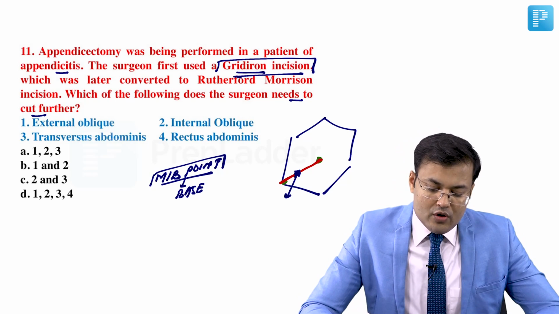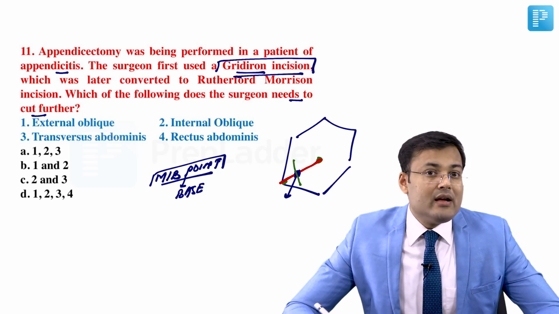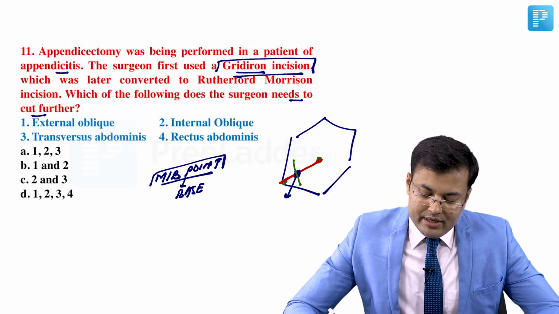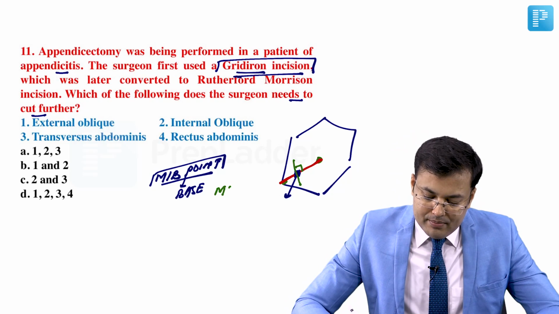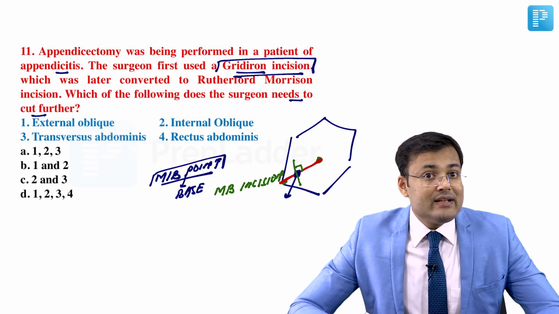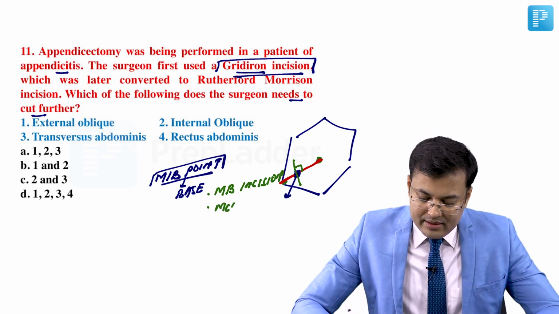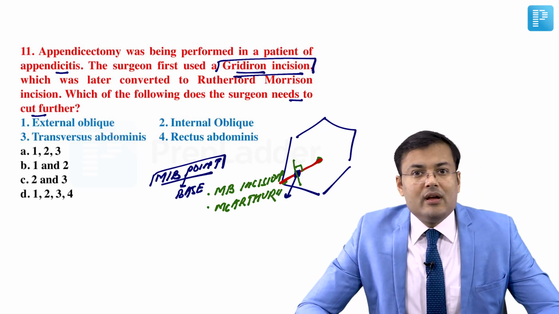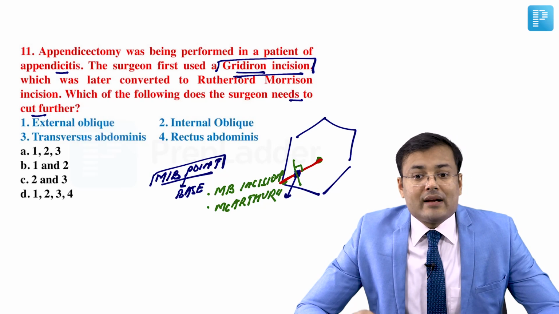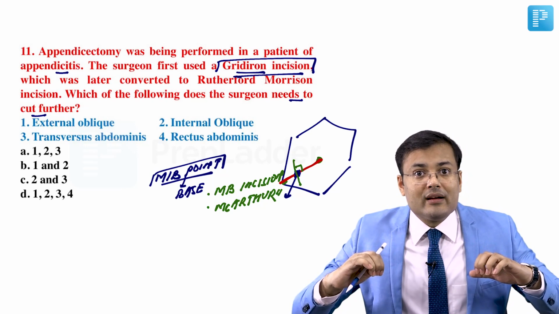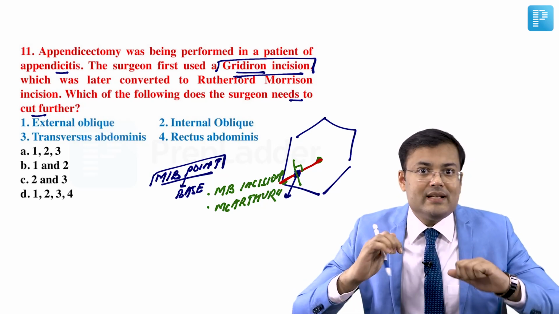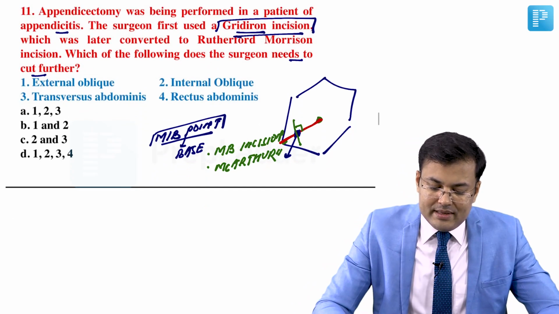See the incision. Whenever I give an incision centered at McBurney's point perpendicular to the spino-umbilical line, this is known as McBurney's incision. It is also known as gridiron incision, and also as MacArthur incision. And this incision is muscle splitting. It is not muscle cutting, it is a muscle splitting incision.